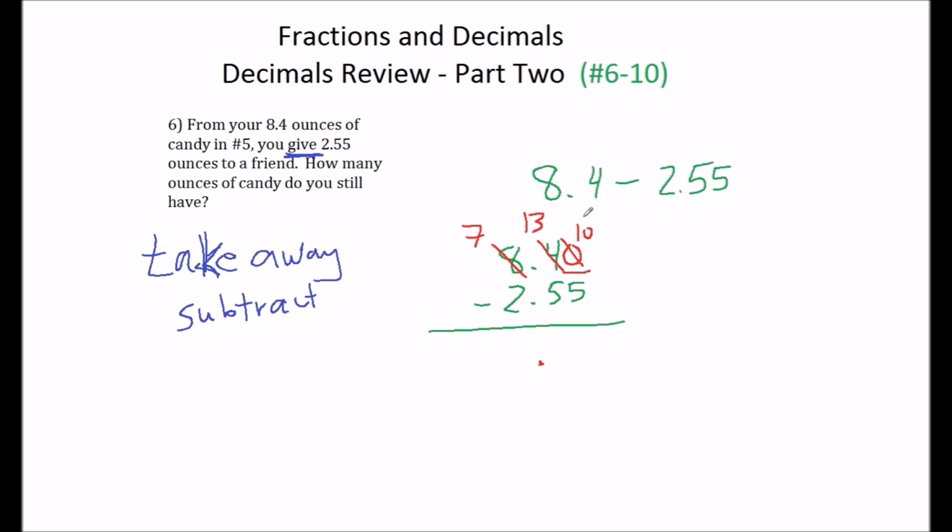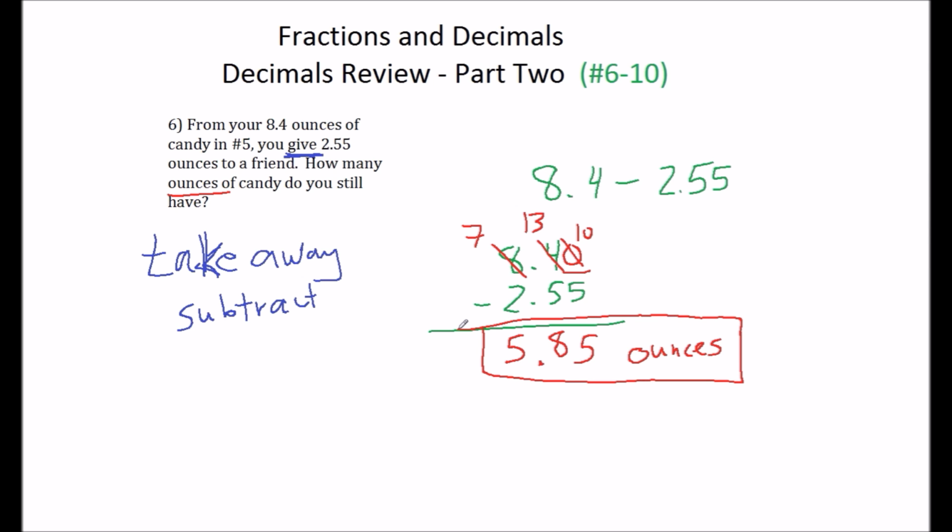So going back now to the hundredths place, 10 take away 5 is going to give me 5. In the tens place now I have 13. I already borrowed. 13 take away 5 would give me 8. And then over here in the ones place, I got my decimal point, 7 take away 2 would give me 5. So, and that would be ounces. How many ounces of candy? 5.85 ounces, or 5 and 85 hundredths, would be my final answer there.